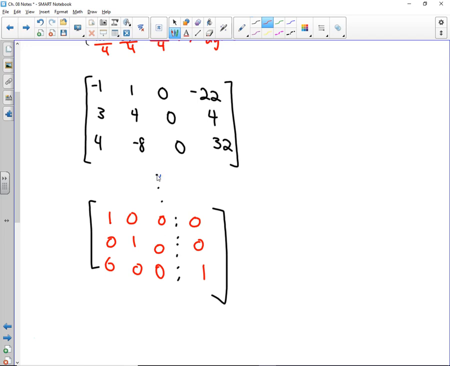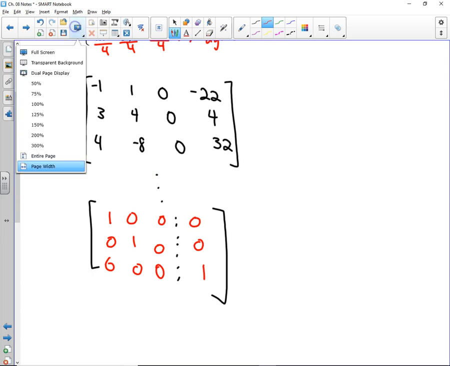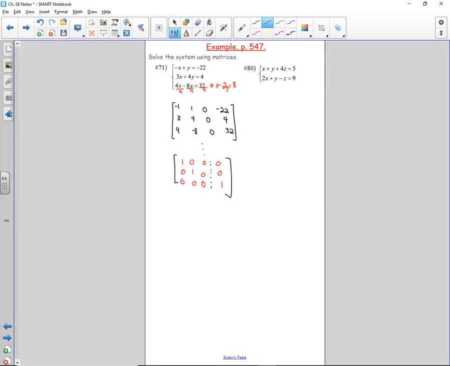That doesn't seem right. Help out. What's going on in the matrix? What's the first column representing? X terms. Second row, second column, Y terms. Third row, third column, Z terms. And then we have our constants, right?